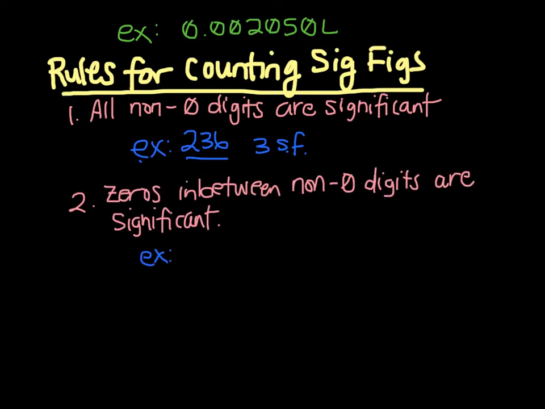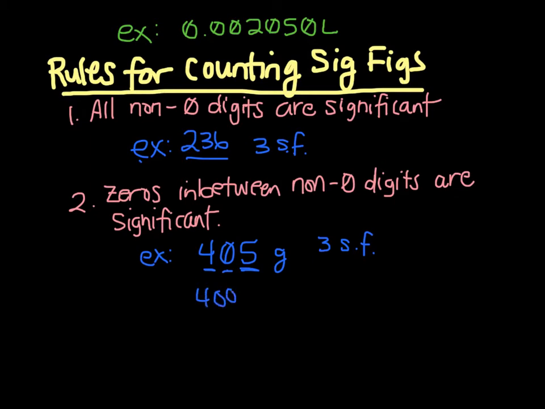Well, zeros that are in between non-zero digits are considered significant because they're not placeholders. You can't have a placeholder in the middle of a number. So for example, if I have a number like 405, say, grams, we know the 4 and the 5 are significant because of rule 1, but then the 0 is also significant because it's in between non-zero digits. So this would have 3 sig figs. This measurement has 3 significant figures.